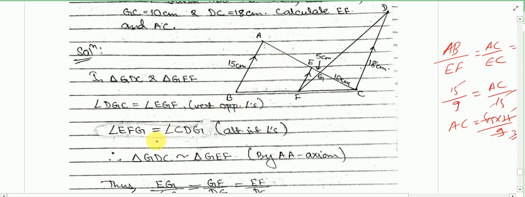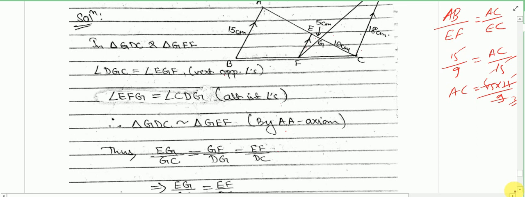Then you can see angle EFG, means this angle and this angle I have shown. You could have written this and this also, no problem, alternate interior angles. Therefore these two triangles are similar by AA axiom. Then the corresponding sides are going to be proportional, and then you substitute the values and you will get 9 centimeter.